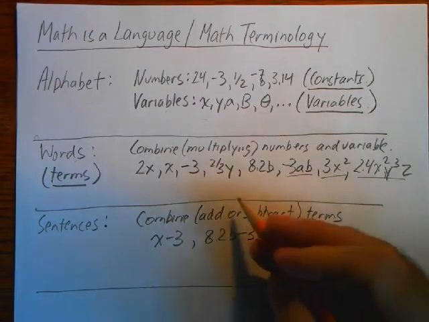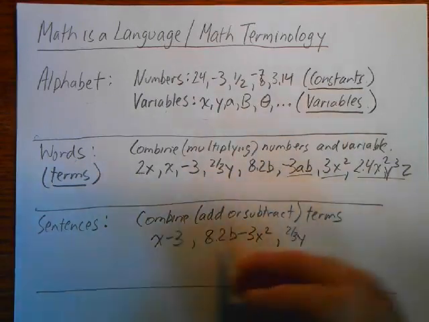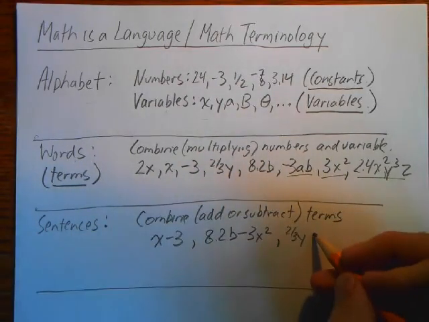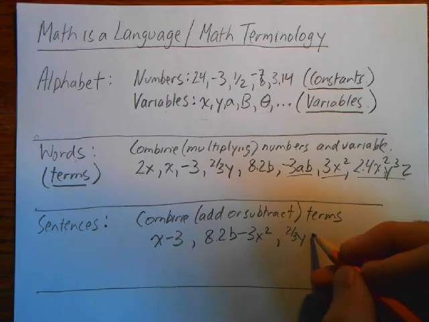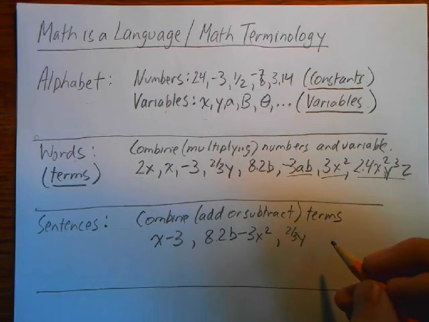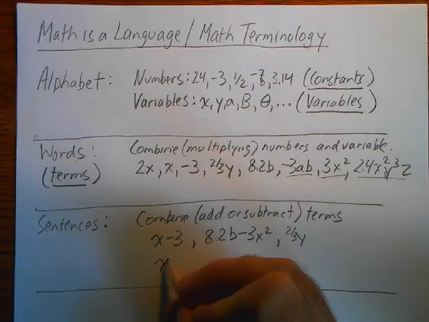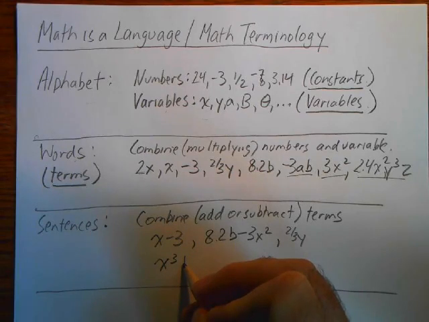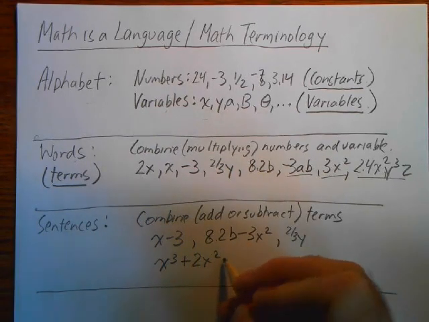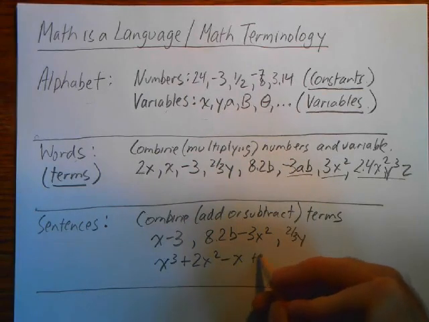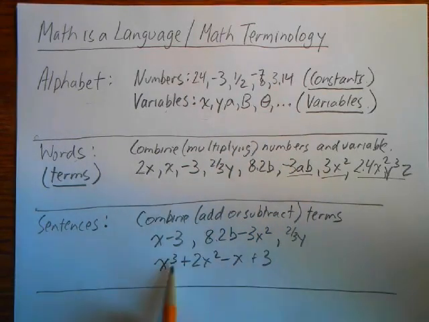Not only is that a word or a term, it could also be one of these math sentences, which we'll get to the word in a second. What does that mean? 2/3 y. Now, I could have something like x cubed plus 2x squared minus x plus 3. So that's combining actually 4 terms together to create a sentence.